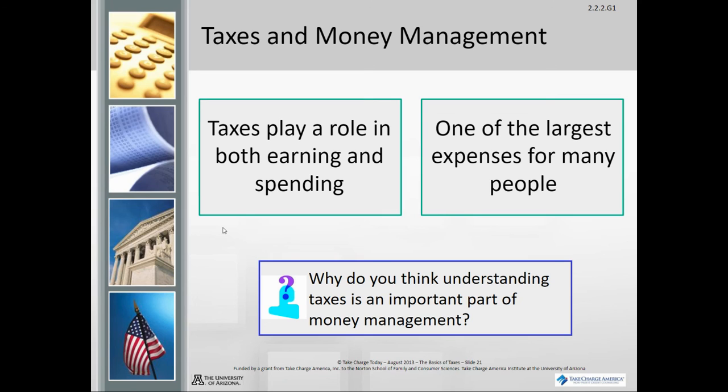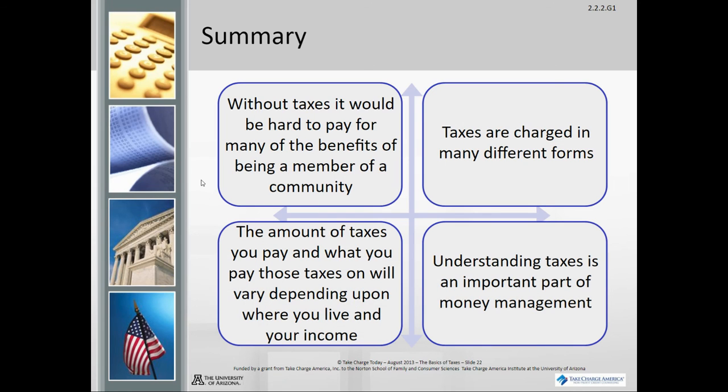And the last question on your worksheet says, why do you think understanding taxes is an important part of money management? And that just says it means that you're going to be earning money and spending money and paying taxes in both instances. And so it's a good idea to learn about them, understand what they go to pay for, so that you can just be a good money manager in general. And that is it for today.